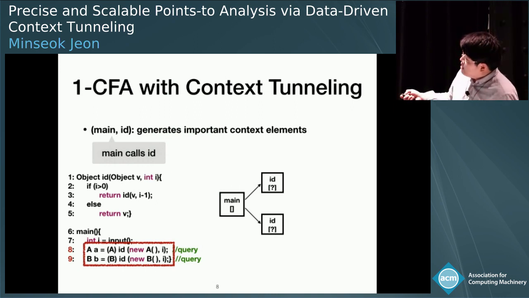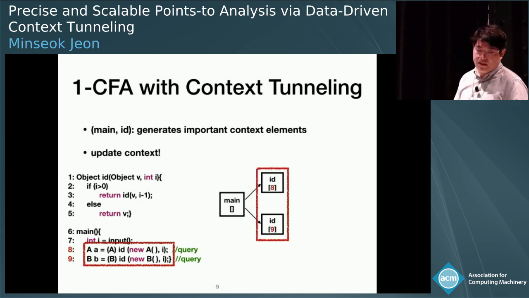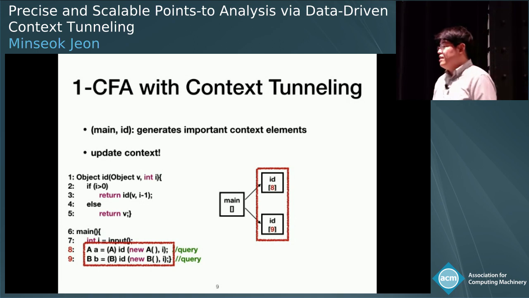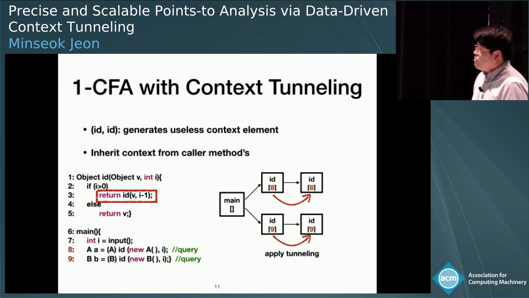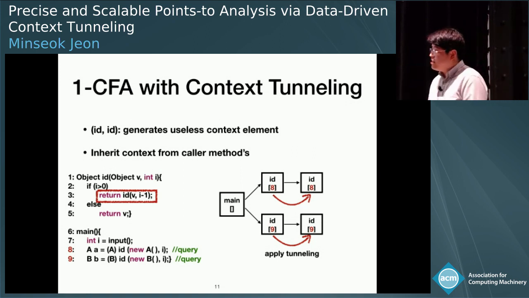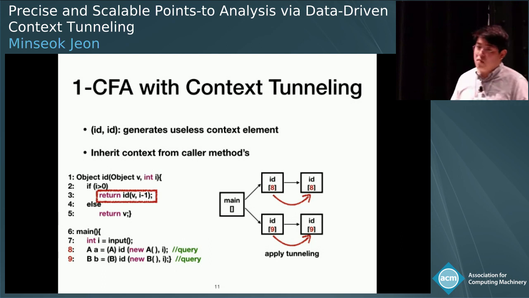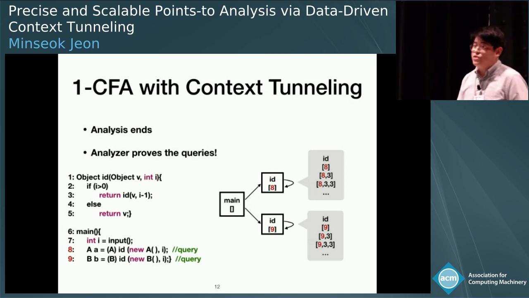I will explain it. This relation means the main method calls the ID method. When the main method calls the ID method, it generates important context elements. In that case, the calling method updates context as usual. And then the ID method calls the ID method. When the ID method calls the ID method, it generates useless context elements. In this case, the calling method does not update context, but inherits context from the caller method. We call it, we applied context tunneling. Then the analysis reaches a fixed point. Now we have a very good context abstraction.